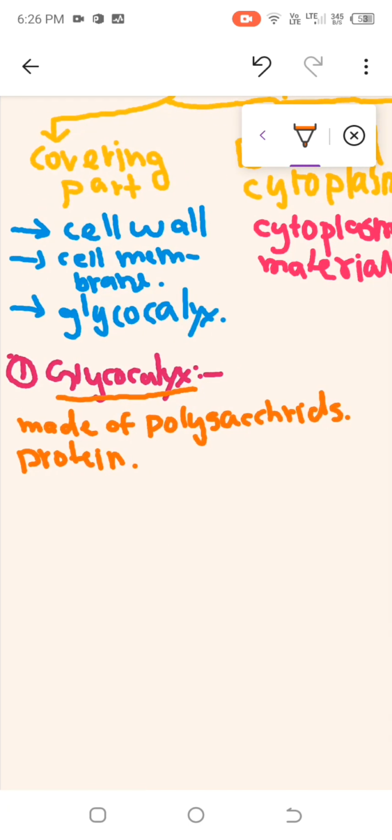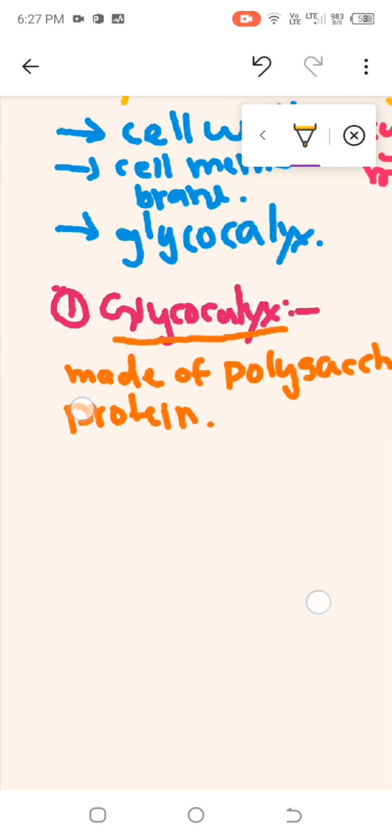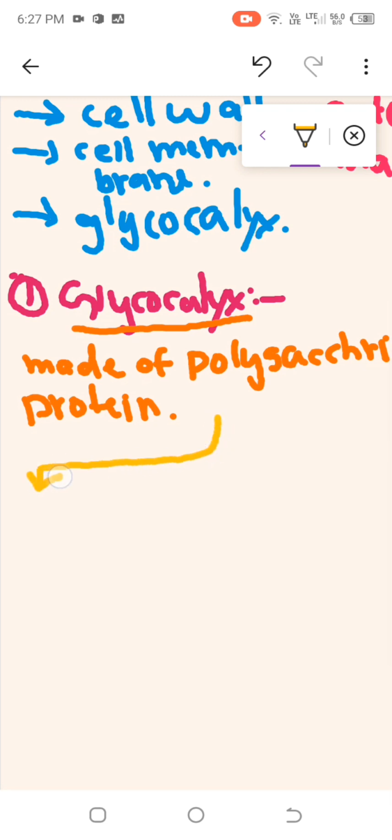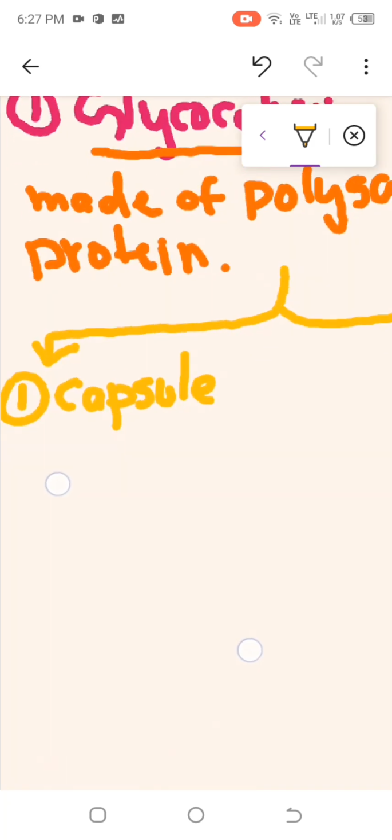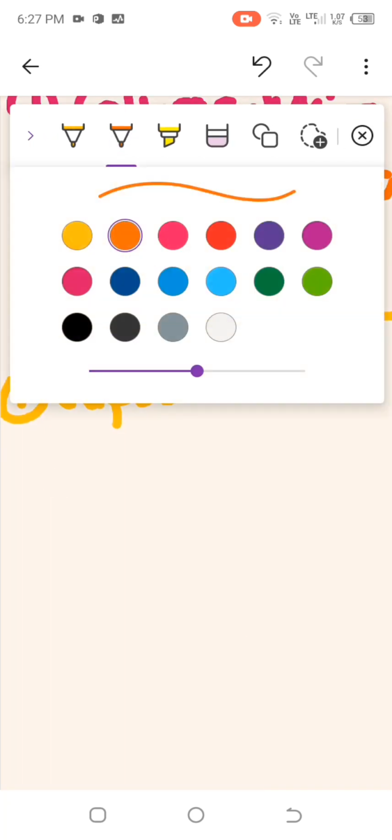Now here this question can be asked. This glycocalyx, which is the additional covering of the bacterial cell, is further divided into two parts. Number one is the capsule, and second is the slime. Now, let's look at the difference between capsule and slime.